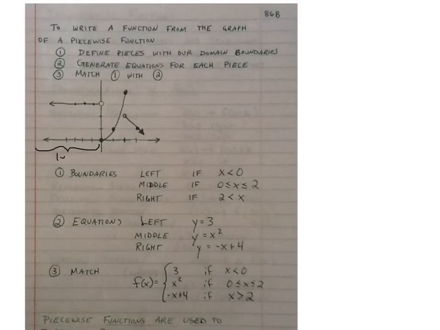Left. Our middle piece is going to be from 0 to 2, because it's solid dots on the end, we know we include 0 and 2 on that. And then finally, our right piece is from 2 on. So there we go. The next thing we want to do is generate equations for each piece.